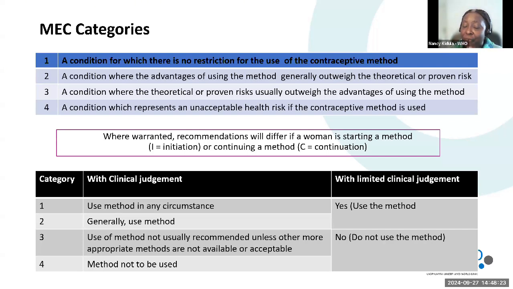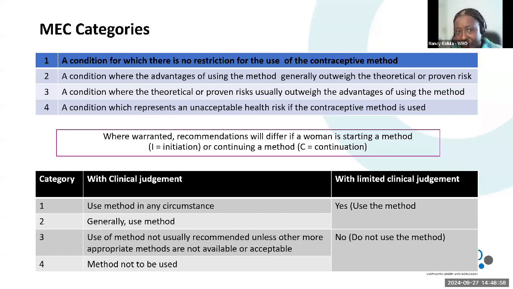In category 4, it means that the risk is unacceptable if the method is used. So if you see any method that is category 4 for a particular condition, it means it is so risky to use that method in that condition that you should not use that method at all. So those are the 4 categories. Category 1, you can use unrestricted. Category 4, do not use this method in this particular condition.